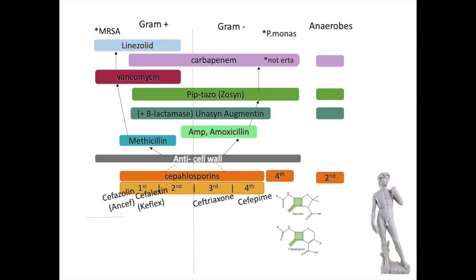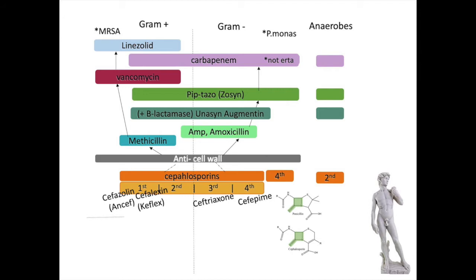Okay, so where do cephalosporins fall in this diagram that we're describing? Cephalosporins are a group of antibiotics that spans coverage from gram-positive to gram-negative. And the way that this group of antibiotics is organized is by generation. And so we have 1 really through 5 in terms of generation. And each generation has different properties in terms of what it covers.